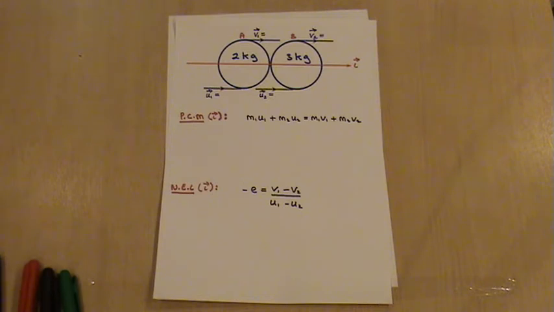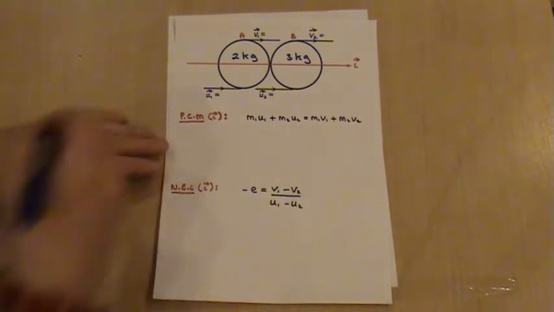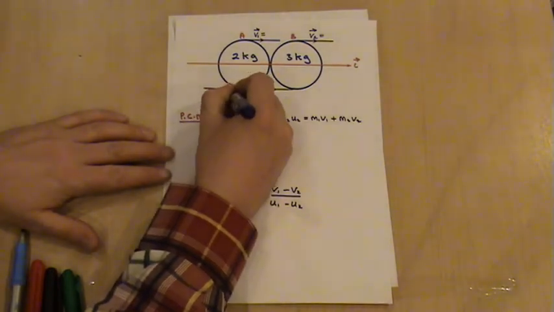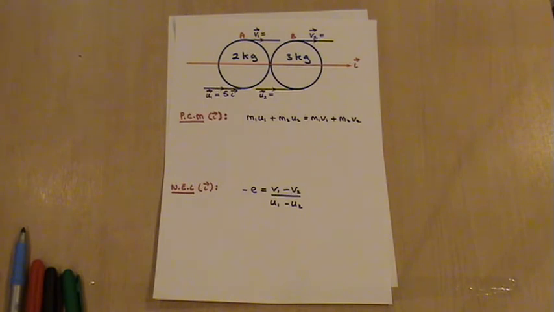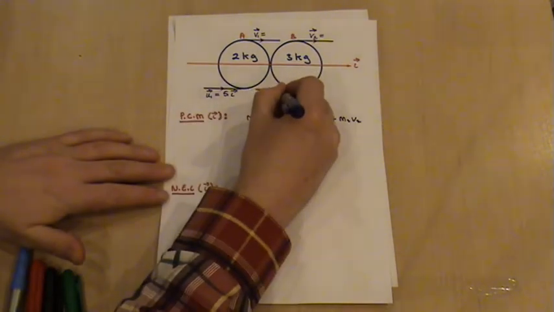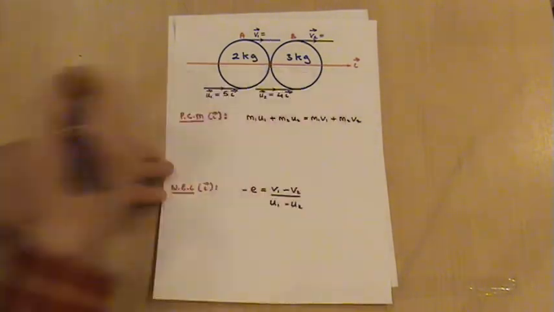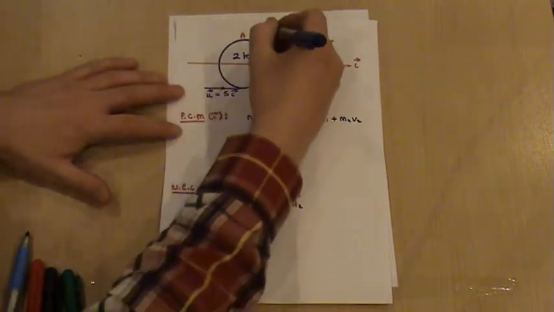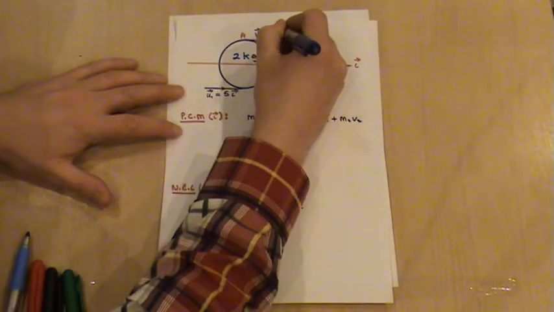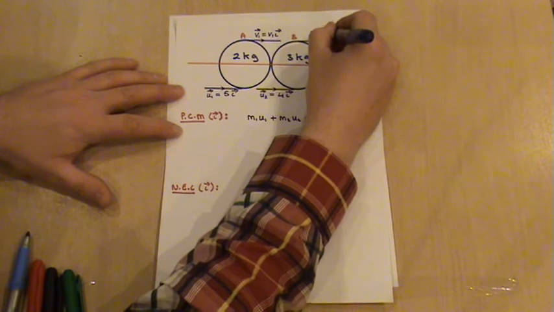We've got our 2 kilogram mass and our 3 kilogram mass. Now u1 represents the initial velocity of the first sphere before impact, and this was given as 5i. u2 represents the initial velocity of the second sphere before impact, and we were told this is 4i. Now after impact, we don't know what the two velocities are, so we'll just label these as v1i and v2i.